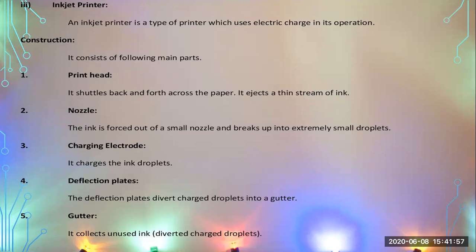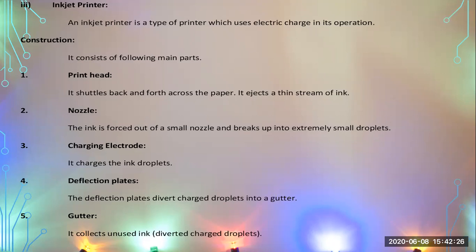In the case of the inkjet printer, first of all, it has steps or stages. First, we will study the construction, then we will see the working with the help of the figure or the diagram. Look, an inkjet printer is a type of printer which uses electric charges in its operation. Purely electric charges and light were used in the laser printer and photocopier.